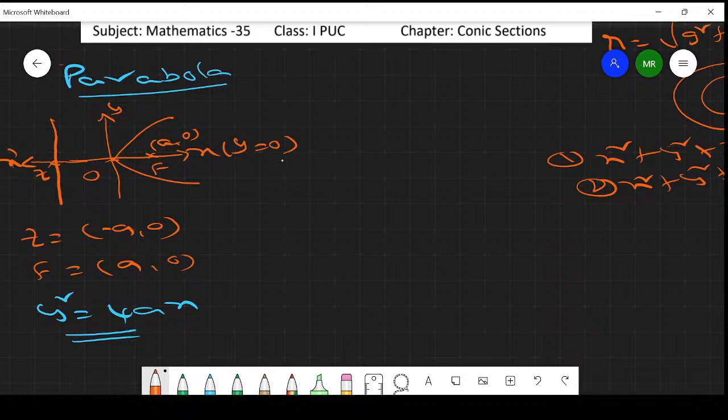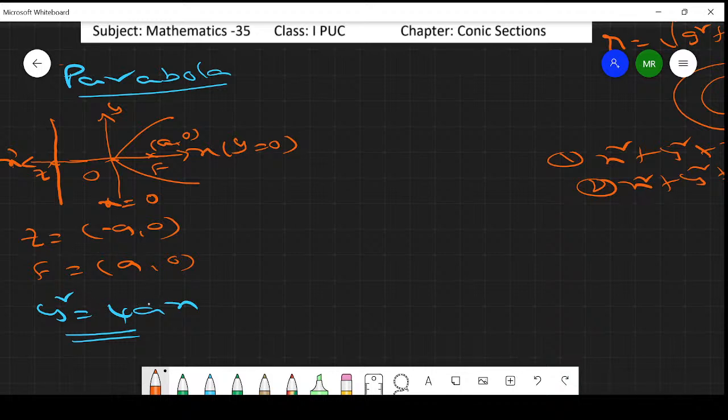Equation of axis of the parabola, y equal to 0. Here the y-axis is the tangent to the parabola. Remember, the y-axis is the tangent to the parabola. Its equation is x equal to 0. Here I have written the focus, this one.